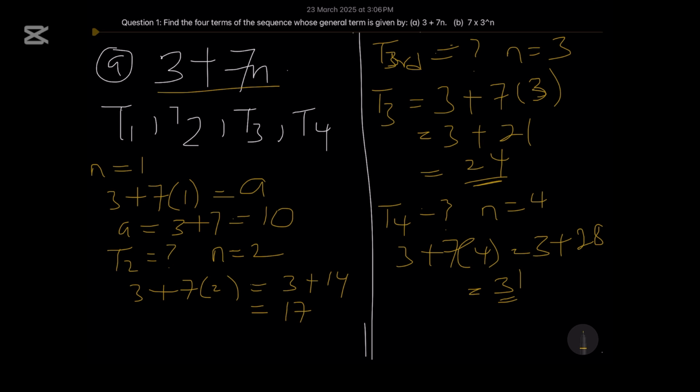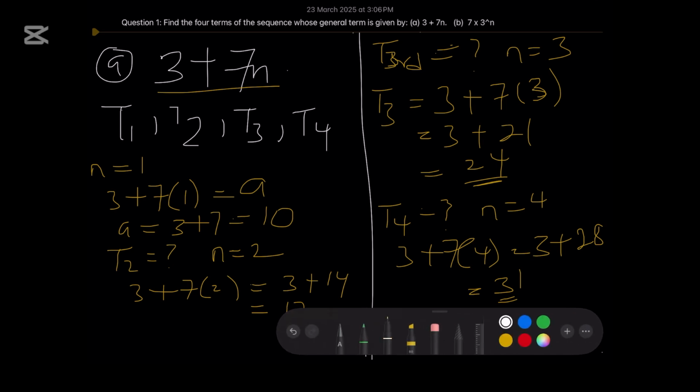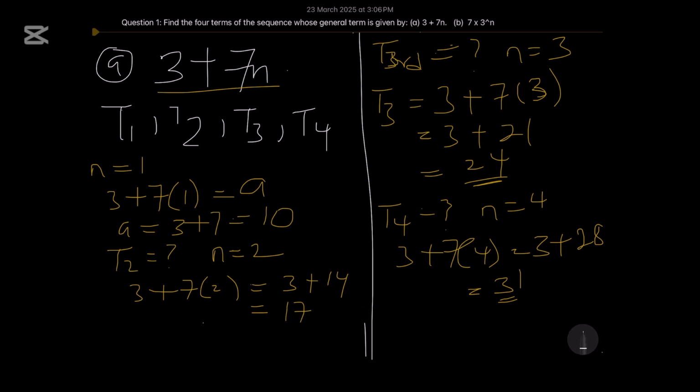So let's list out the terms. Our T1, this is our first term, is going to be 10. Second term is 17. Third term is 24. And then the last term we have is 31.